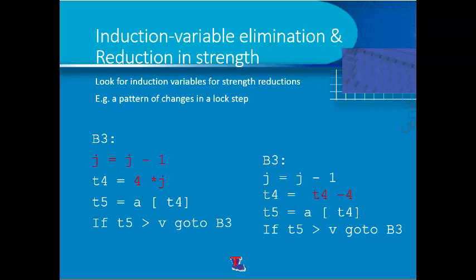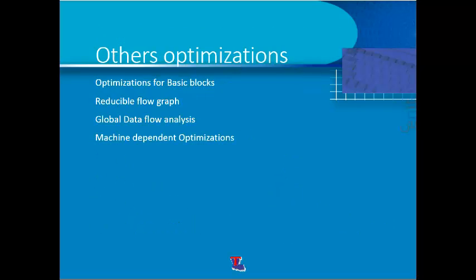Okay, so let's discuss now induction variable elimination and reduction in strength. So we have to look for induction variables for strength reductions. Taking an example, a pattern of changes in lock step, and an example of this can be seen in the slide. There are other optimizations such as optimizations for basic blocks, reducible flow graph, global data flow analysis, machine independent optimizations, but we will not be discussing those topics in this video.